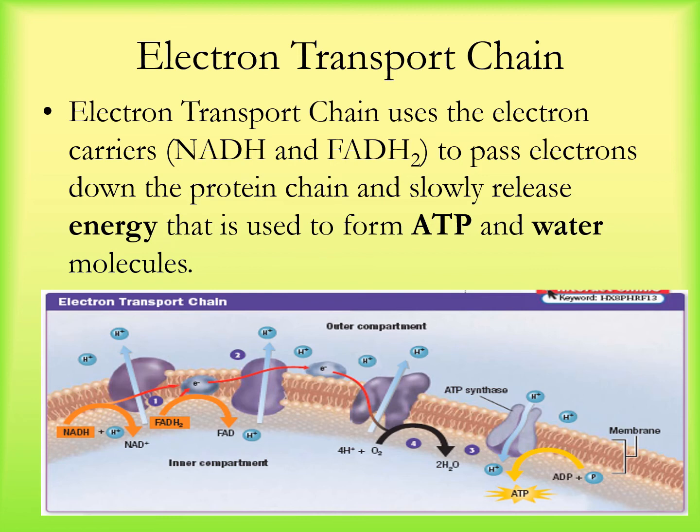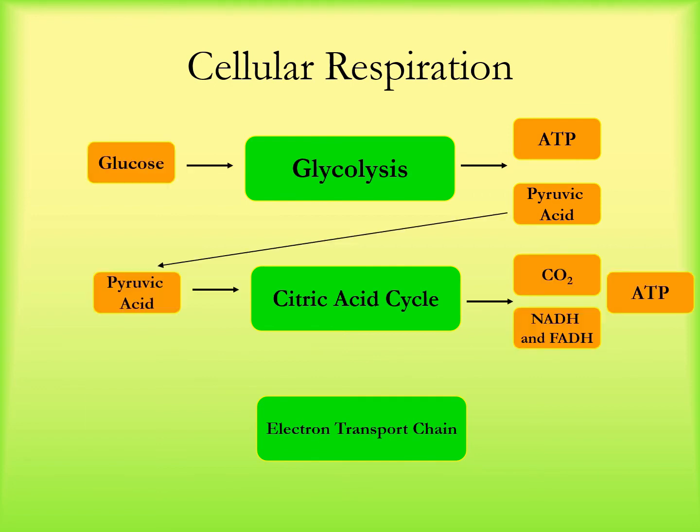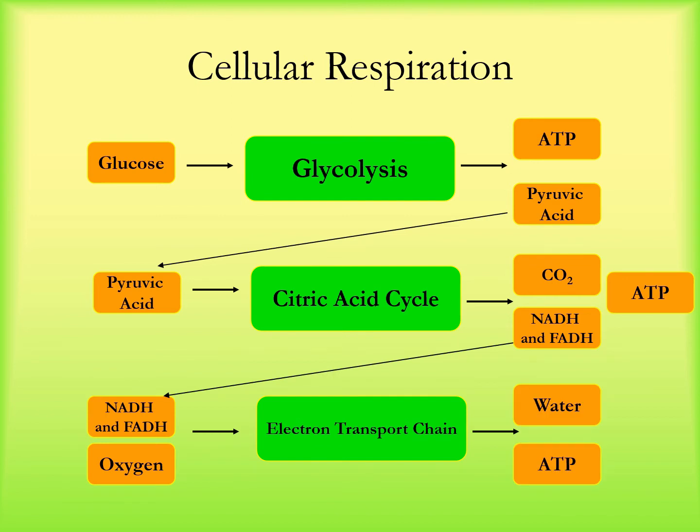So from that membrane of the mitochondria, it is now happening, the electron transport chain. So the carriers now, the NADH and FADH2 produced by the Krebs cycle or the citric acid cycle, pass electrons down the protein chain and slowly release this energy that is used to form ATP and water molecules. This is now the summary of the 3 cycles happening in our cell. So first one, we have the glycolysis, the citric acid cycle, and we have the electron transport chain.